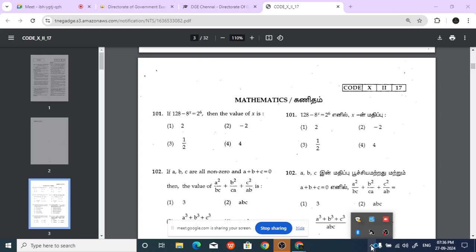128 is 2 power 7, minus 2 power 3x, is equal to 2 power 6. So, minus 2 power 3x is equal to 2 power 6 minus 2 power 7. 2 power 6 is equal to 64, minus 2 power 7 which is 128. So, that is equal to minus 64. So, minus 2 power 3x is equal to minus 64. Are you getting it?